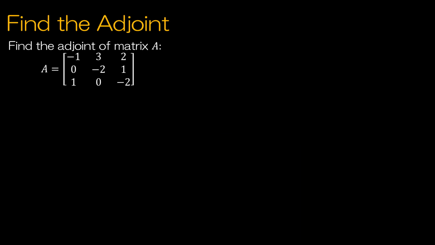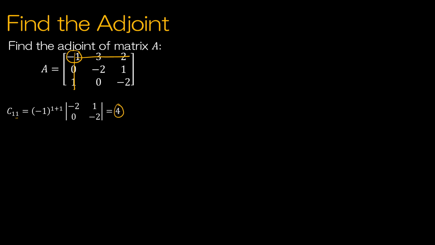Let's take a look at how to find an adjoint of matrix A. So here I have matrix A. I'm going to begin in the first position, row 1, column 1. Remember, I'm going to take -1 to the 1 plus 1. That's first row, first column. And then -2, 1, 0, -2 is what's left over. Just as a reminder, to find the determinant of a 2 by 2 matrix, we take the first diagonal, which is 4, minus the second diagonal, which is 0. So I'm taking -1 to the second, which is +1, times 4 minus 0, and that results in 4.